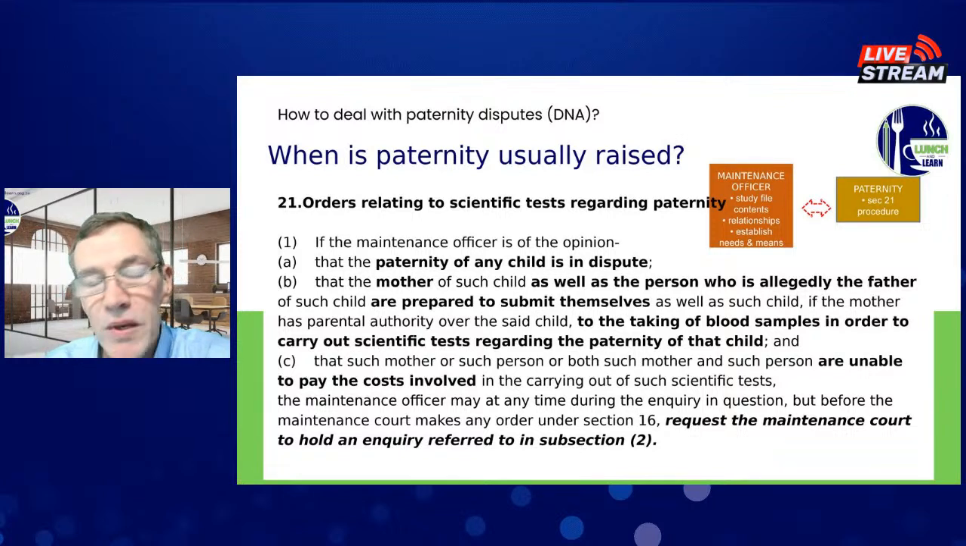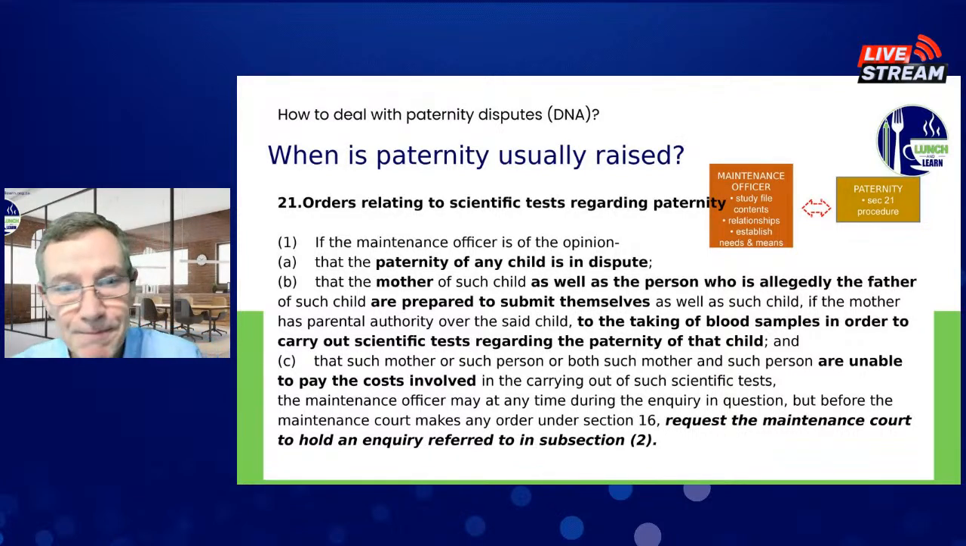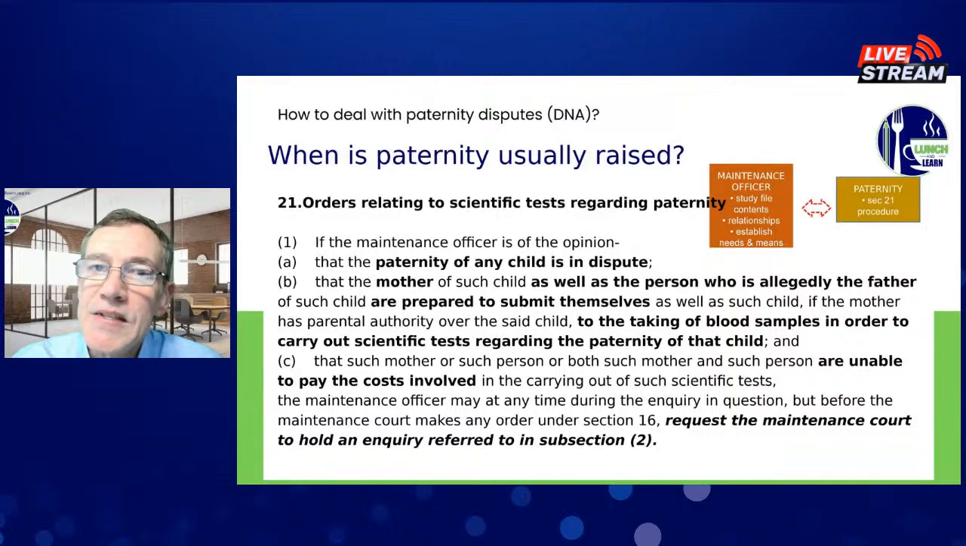So Section 21 refers to where the maintenance officer has at any stage during the course of the maintenance proceedings, if he is of the opinion that paternity of any of the children is in dispute, he must then inquire from the mother and the alleged father if they are prepared to submit themselves voluntarily for the taking of blood samples in order to establish paternity. Usually what happens is that the father would request that test, and then there would be a discussion between the maintenance officer and the father with regards to the costs thereof.